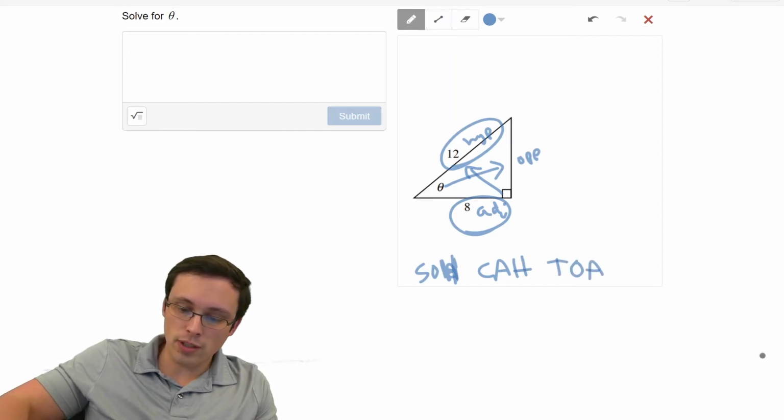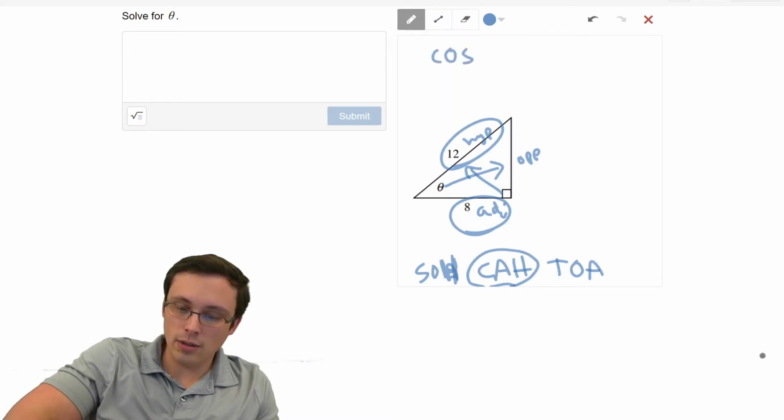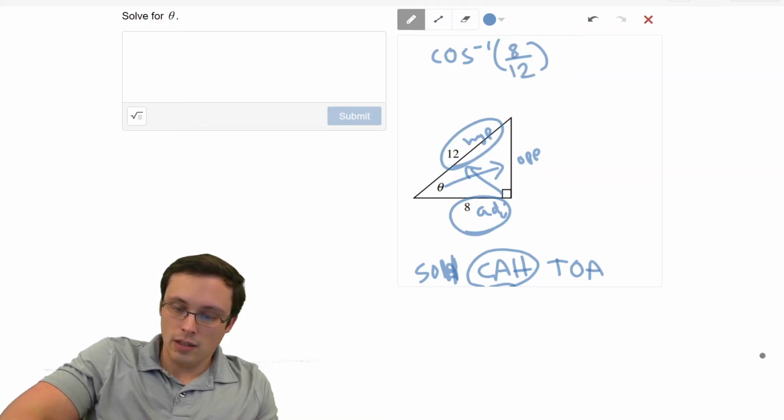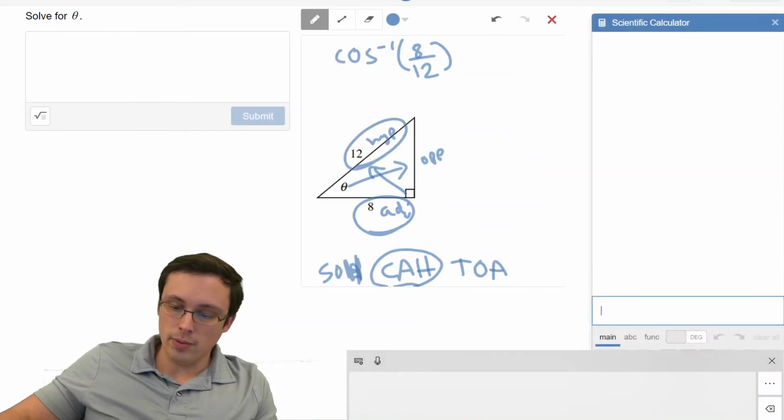Which one uses adjacent and hypotenuse? It must be cosine. So this is going to be cosine inverse because we're finding the angle, and we type in the two sides we know. In this case, it's adjacent on top, hypotenuse on the bottom. So 8 over 12.